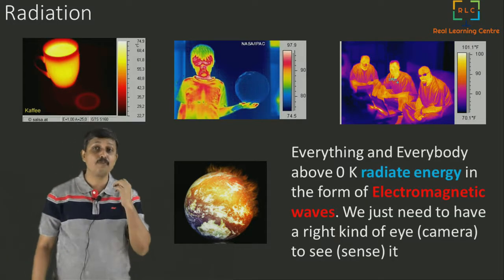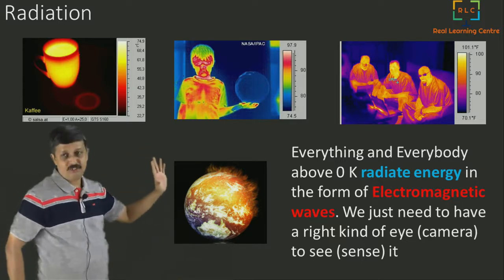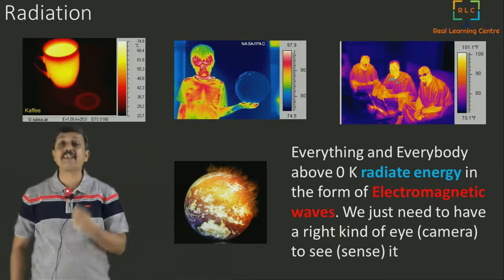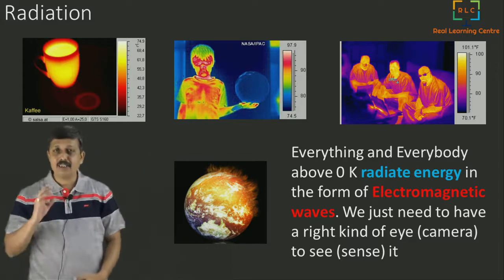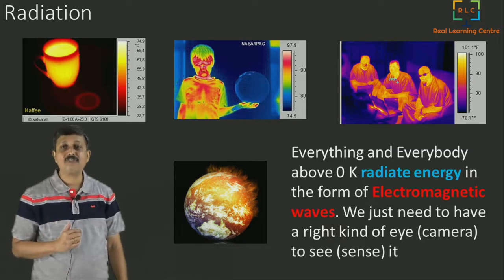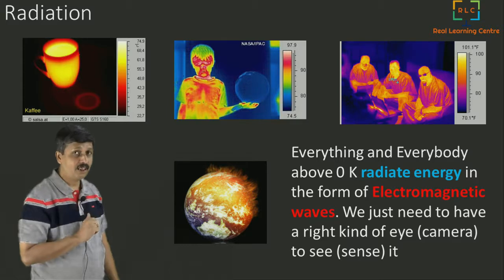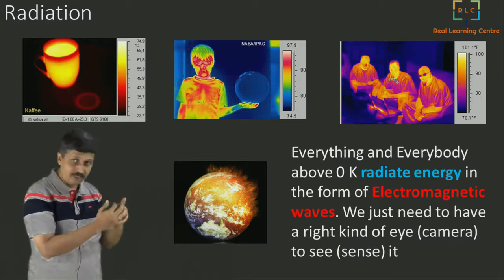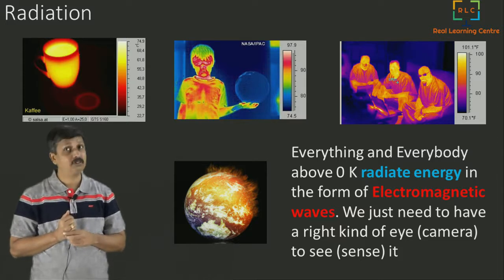Everything and everybody above 0 Kelvin radiates energy in the form of electromagnetic waves. Whenever we say electromagnetic waves, the meaning of that is light. Okay. Electromagnetic waves, and we just need to have the right kind of eye to see it. Okay, we can't see it with our naked eye. We have to see it through night vision goggles or night vision cameras to be able to see it.